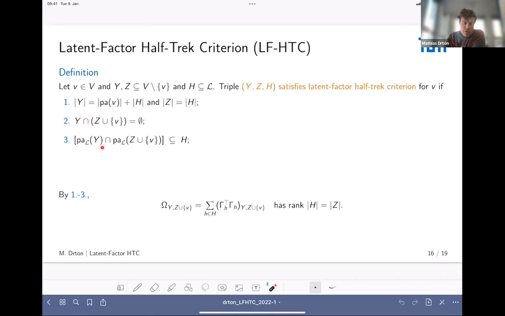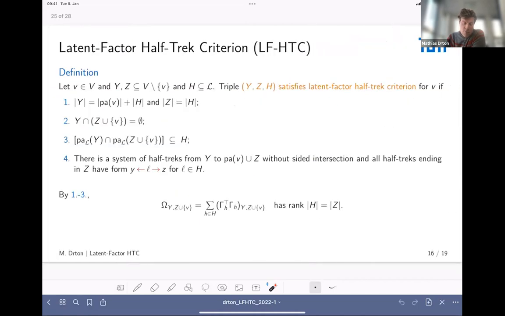And once I have these conditions in place, if I find such a triple that satisfies these conditions, that means the submatrix that I look at in the latent covariance matrix has the low rank that I want. And then I have another, more complicated condition on systems of tracks or half tracks from row indices to column indices that have no intersections. And that will be ensuring that ultimately the equation system has a unique generic solution.